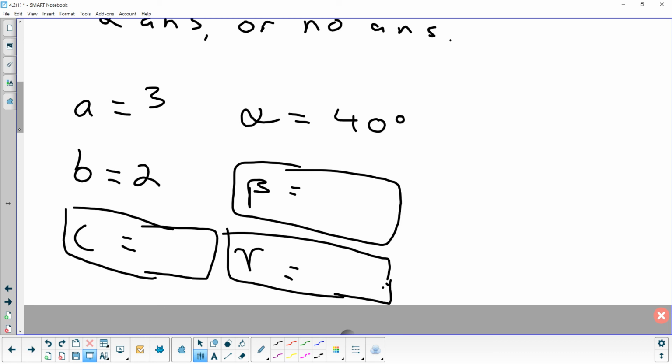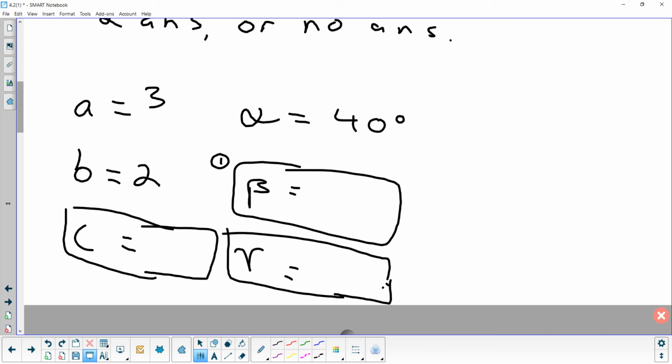Yep. Beta. Yep, you're going to have to do beta first. The reason is because that bottom row is useless. You don't know the side and you don't know the angle. If you have a row where you're missing everything and you have no way of getting anything in that row right away, then forget about that row. It's not going to help.